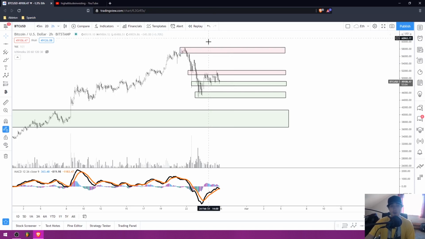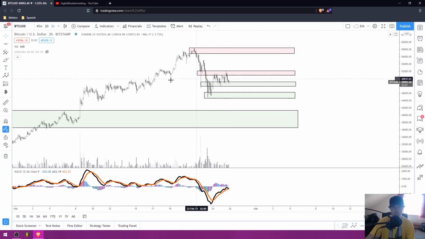But you guys, what I'm personally expecting to have happen is this support level to fail. We're seeing rejections off of this resistance level. And we actually do see a bearish pattern here. This is a bearish continuation pattern, a small rising wedge pattern right here. And then we have this channel forming right here as well.